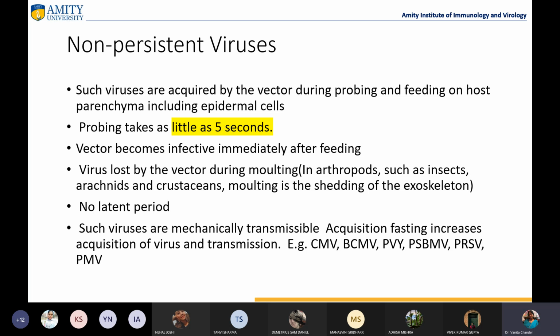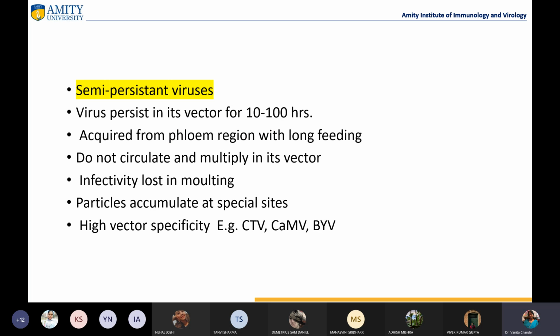So if in the lab we are doing this kind of insect transmission, and we keep these vectors in a fasting period, maybe 1 day or maybe 5 to 6 hours, and after that we allow them to feed on a healthy plant, it increases the virus transmission. This type of viruses are basically cucumber mosaic virus, bean common mosaic virus, potato virus Y, and papaya ringspot virus. So there are a number of viruses which come under this category.